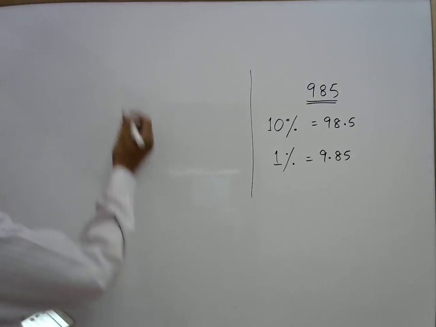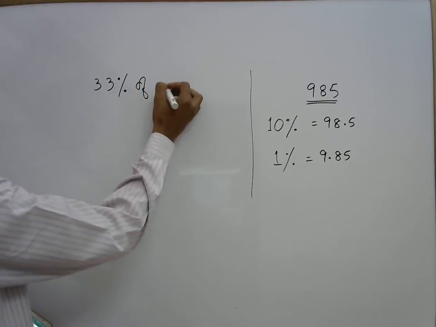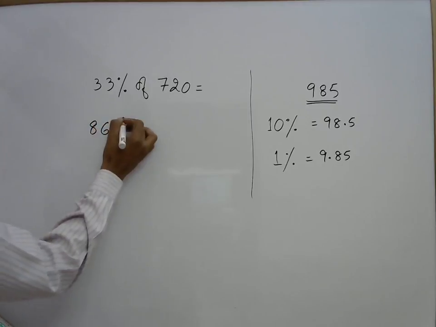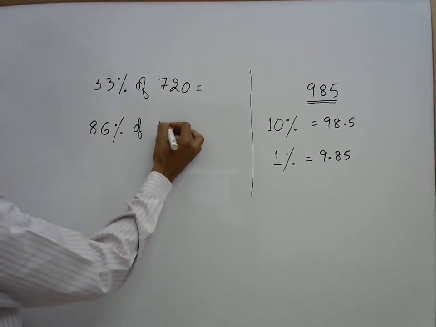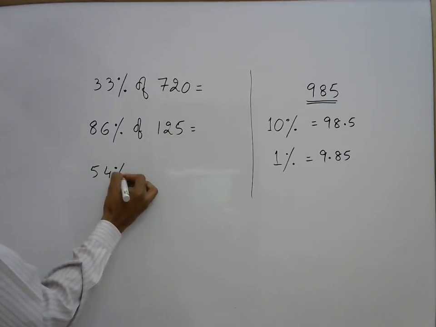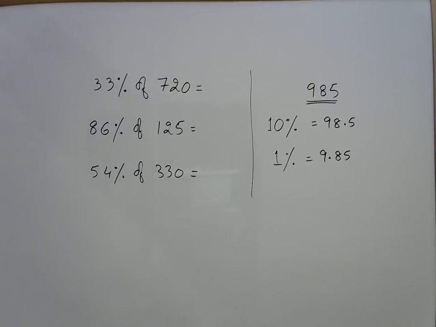Using this, let me know what is 33% of 720, 86% of 125, and 54% of 330. So students, in the meanwhile, you can start with these three, and after this, we will be starting off with the new concept for today.